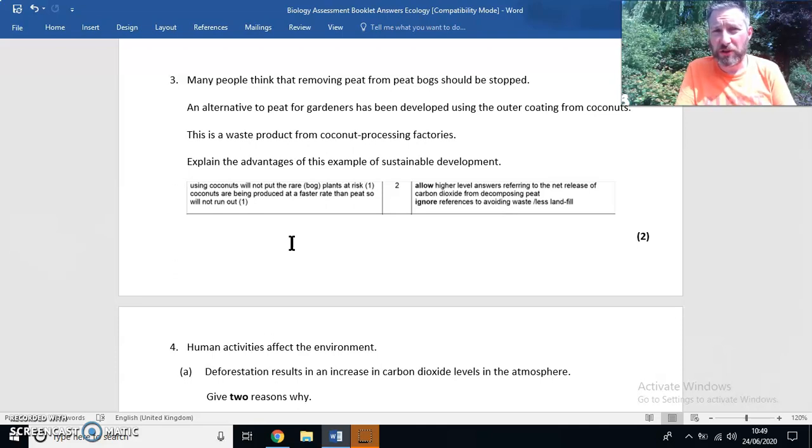It's going to reduce usage of peat, and that's a very valuable ecosystem. So quite a few people got a mark for talking about the fact that it preserves peat and the ecosystems in peat. If you didn't mention that, that's quite important.